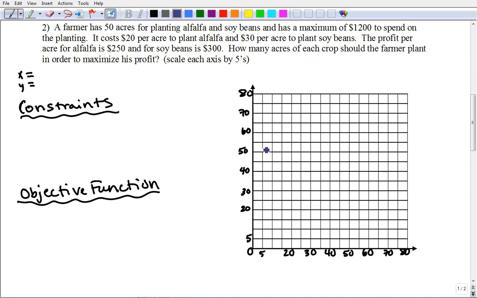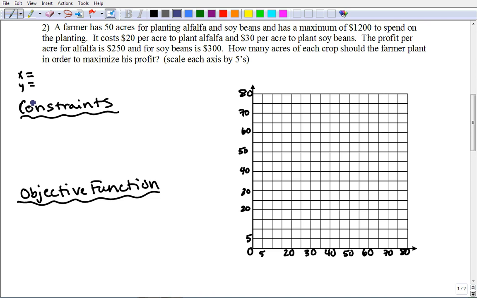Okay, number 2. A farmer has 50 acres for planting alfalfa and soybeans and has a maximum of $1,200 to spend on the planting. It costs $20 per acre to plant alfalfa and $30 per acre to plant soybeans. The profit per acre for alfalfa is $250 and for soybeans is $300. How many acres of each crop should the farmer plant in order to maximize his profit? Scale each axis by 5s. And again, I've already scaled our axis by 5s.